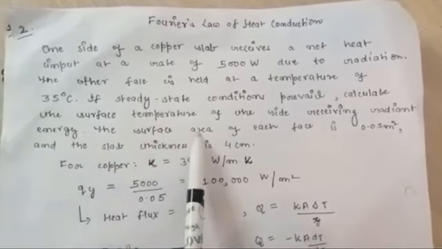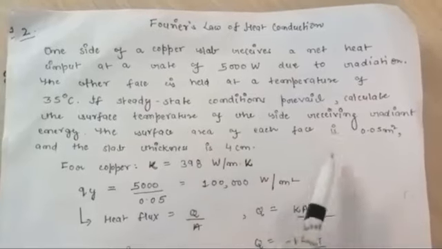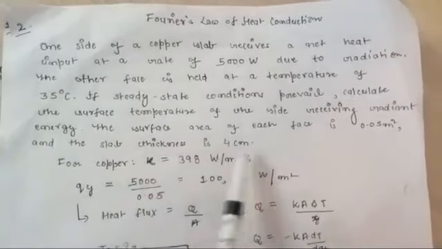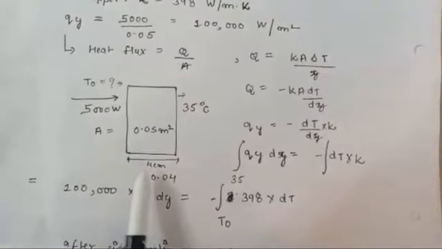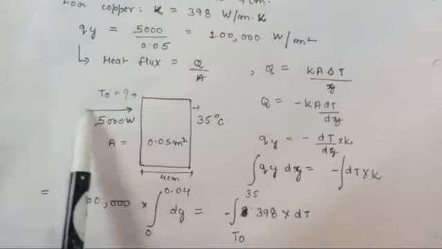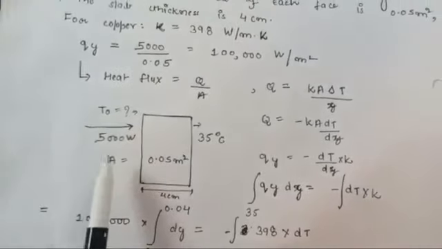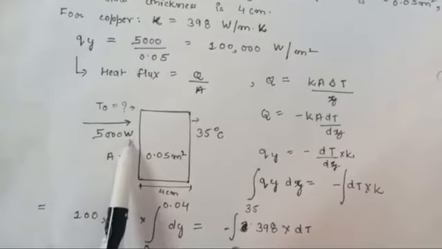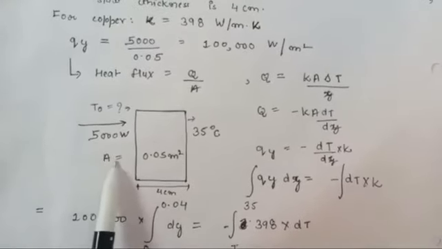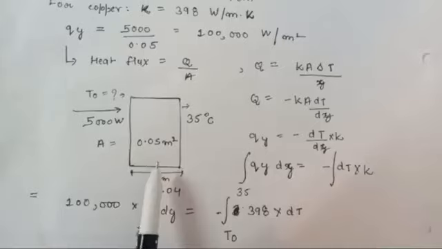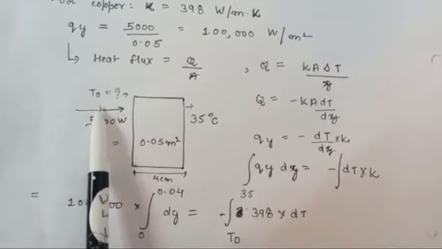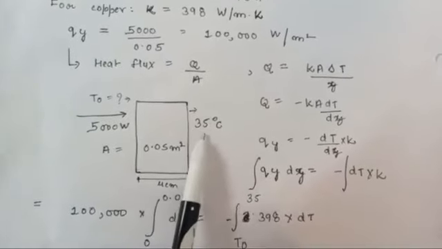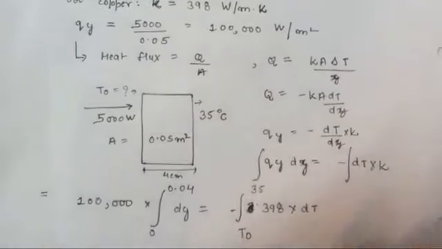The surface area of each face is 0.05 meter square and the slab thickness is 4 centimeter. Let's understand the diagram. This is the slab of thickness 4 centimeter, and from this side the slab is receiving a heat of 5000 watt by radiation, and the area of the slab is 0.05 meter square. The initial temperature which we have to find is T naught, and the final temperature is 35 degrees Celsius.